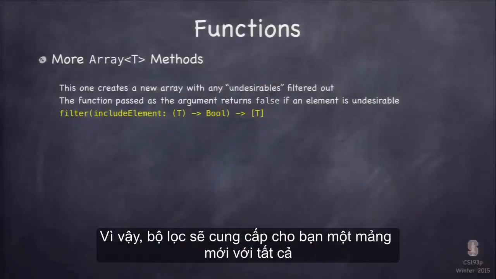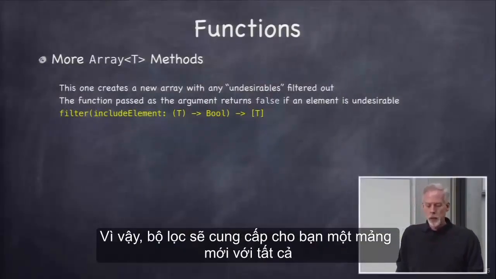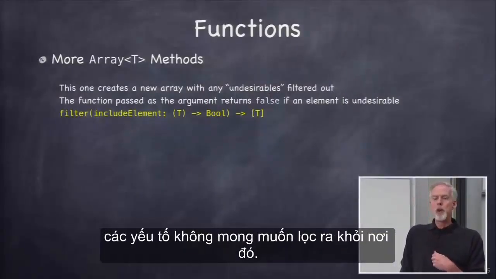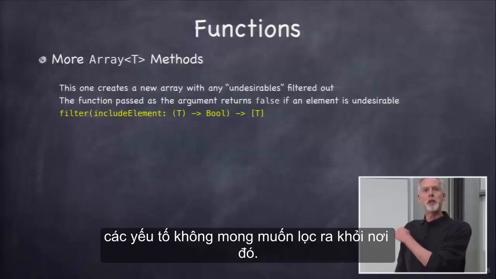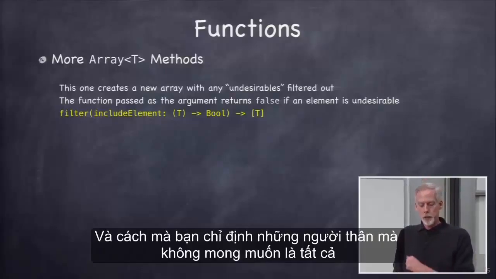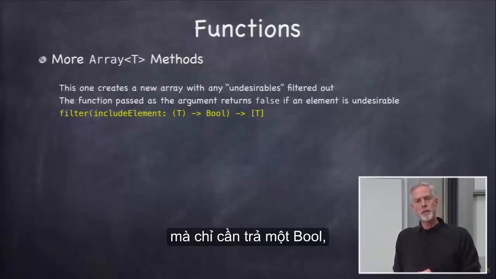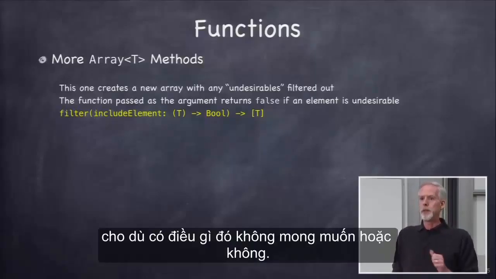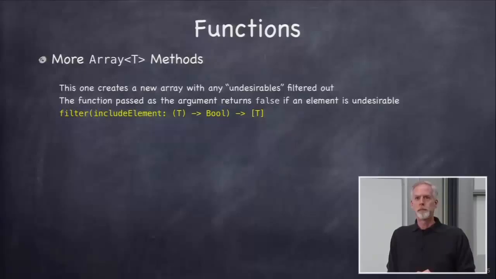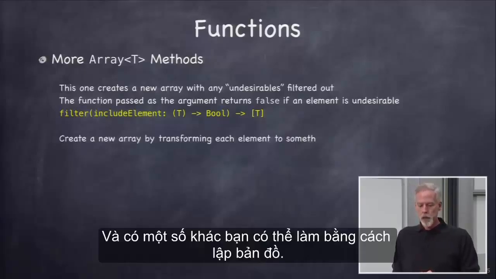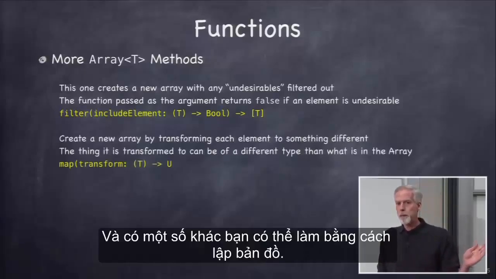This one's called filter. So filter will give you a new array with all the undesirable elements filtered out of there. And the way you specify which ones are all undesirable is with the argument, which is a function that just returns a bool, whether something's undesirable or not. Make sense?